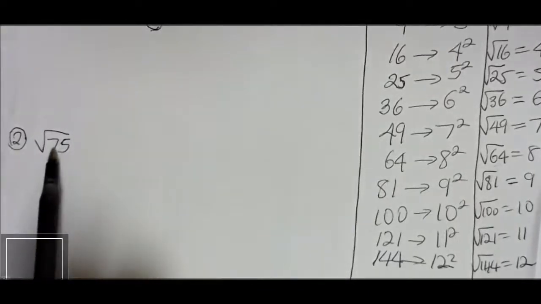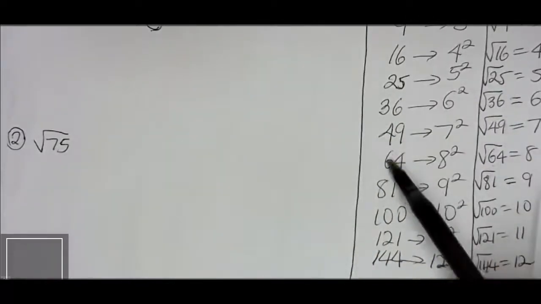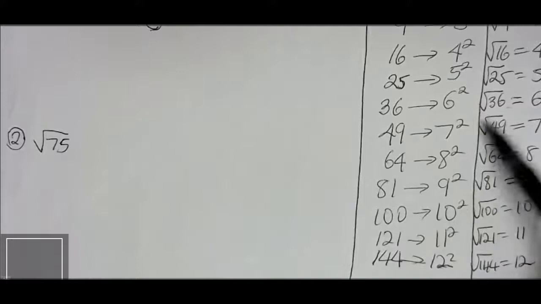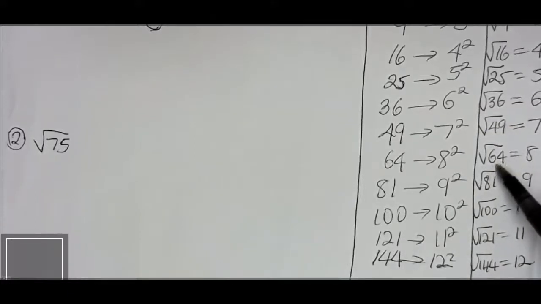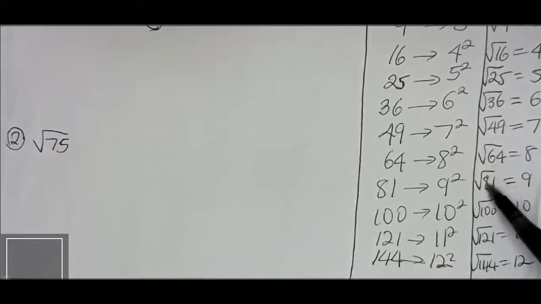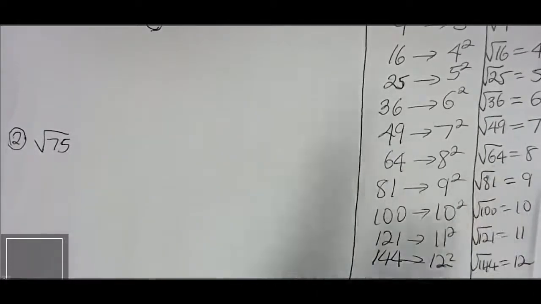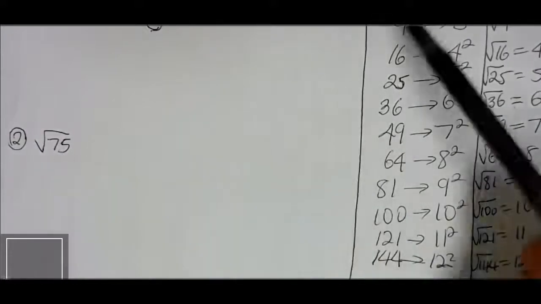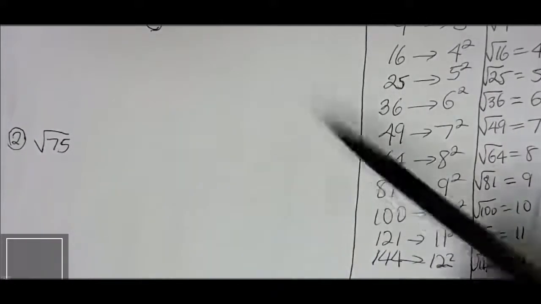Next example, square root of 75. Well, 75 is not a perfect square because it's not in our list. Square root of 75 would fall between square root of 64 and square root of 81, because 75 is between 64 and 81. So it's not a perfect square. Then we think, is there any perfect square that can divide into it with no decimal? You can try dividing it by each of these numbers and see.